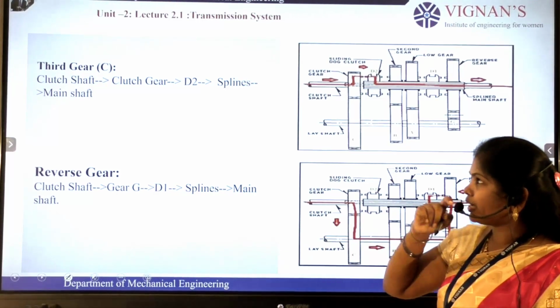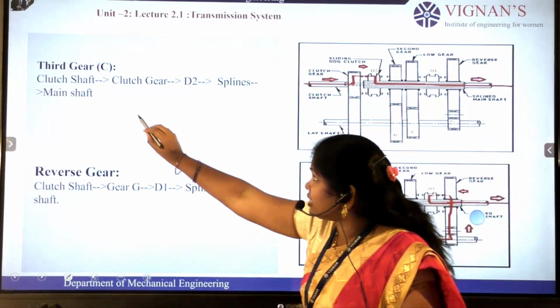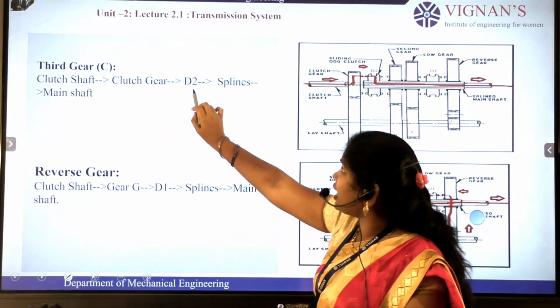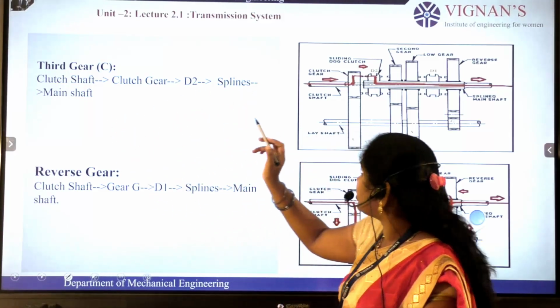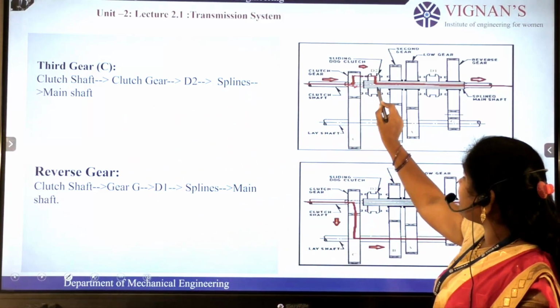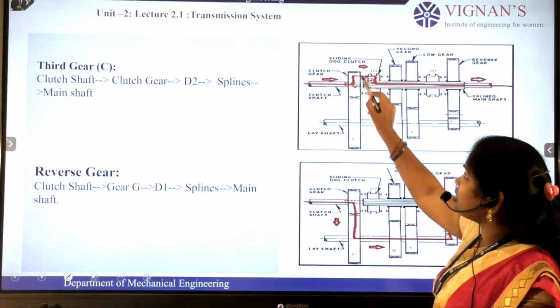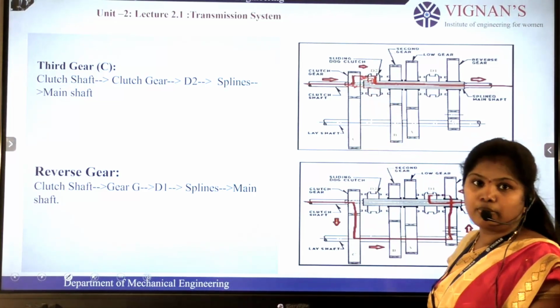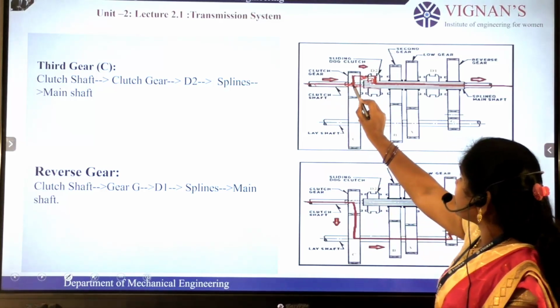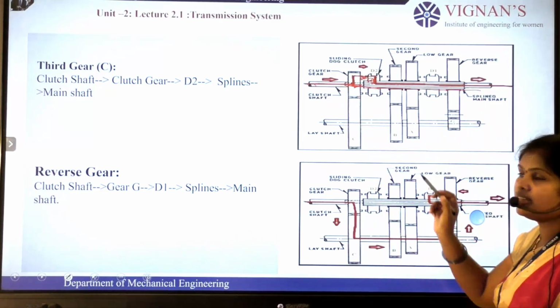Okay, so when coming to the third gear, the clutch shaft will engage with the clutch gear and D2 through splines on the main shaft. So this clutch shaft will directly engage with this main shaft. The D2 dog clutch will engage with this clutch shaft point, so the power will directly transfer to the main shaft. This is the third gear.